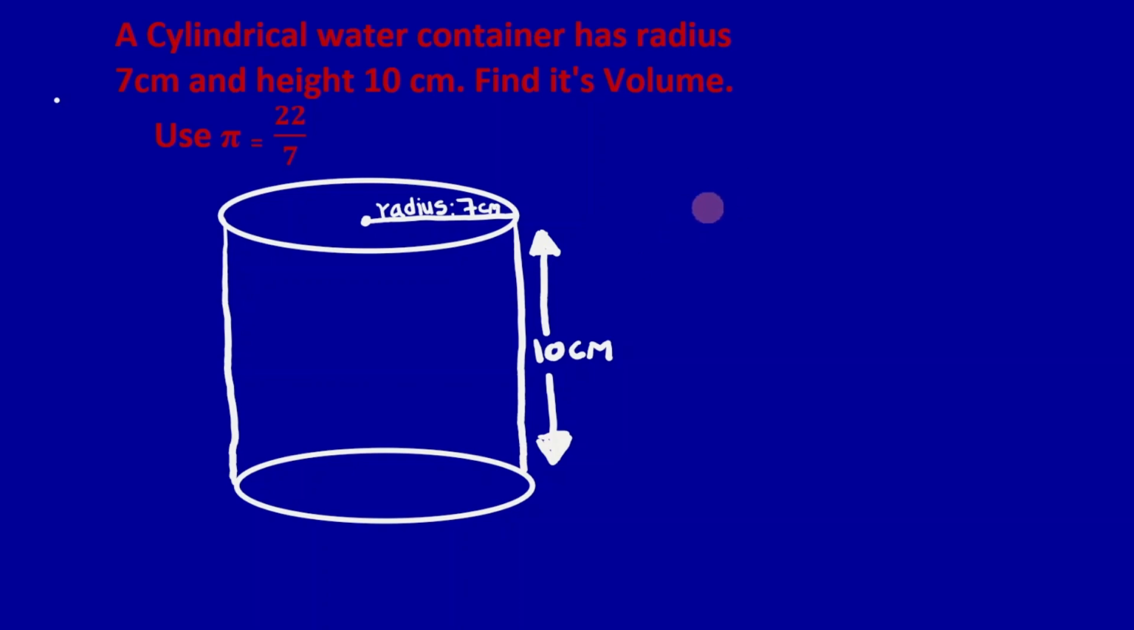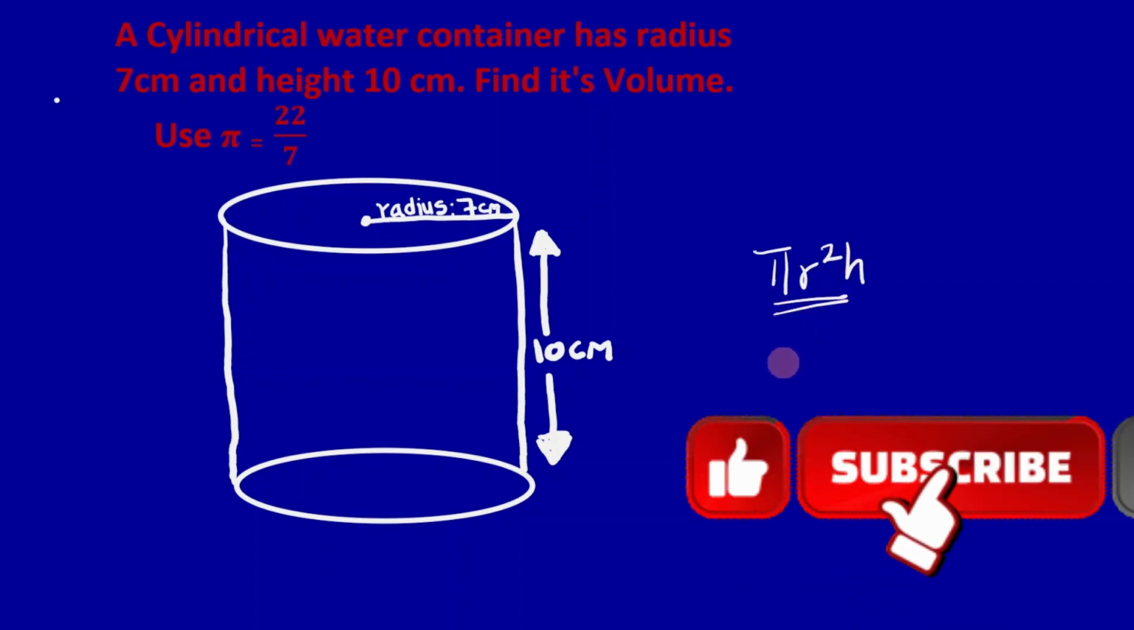We are asked to find the volume of this cylindrical water container that has a radius of 7 centimeters and its height is 10 centimeters. We will solve this using this formula, pi r squared h. And this is the formula used to find the volume of a cylinder.